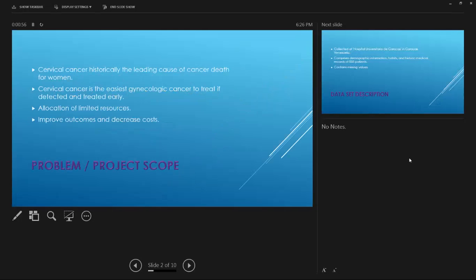As stated by the Centers for Disease Control, cervical cancer used to be the leading cause of cancer death for women in the United States. Fortunately, the number of cases of cervical cancer and the number of deaths from cervical cancer have decreased significantly in the past 40 years. The CDC notes that cervical cancer is the easiest gynecological cancer to treat if detected and treated early. Therefore, finding indicators that would aid in identifying those at high risk would be beneficial in allocating healthcare resources towards a patient population that would benefit the most.